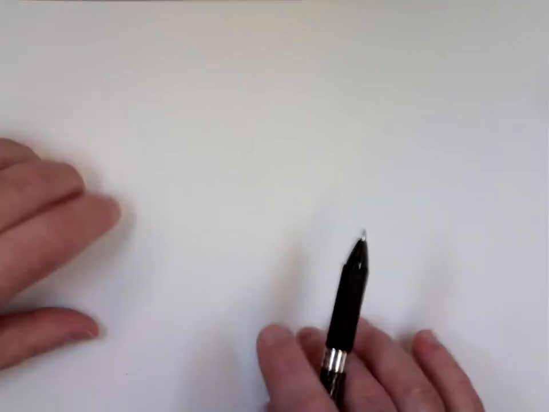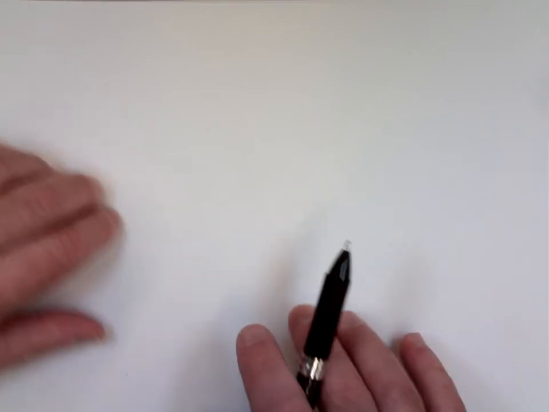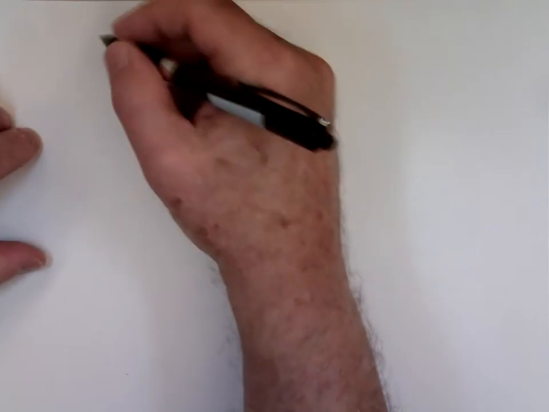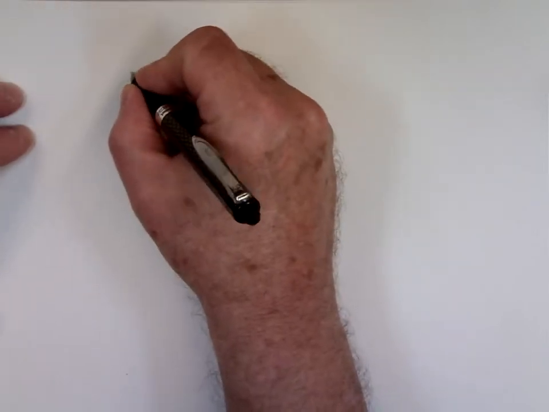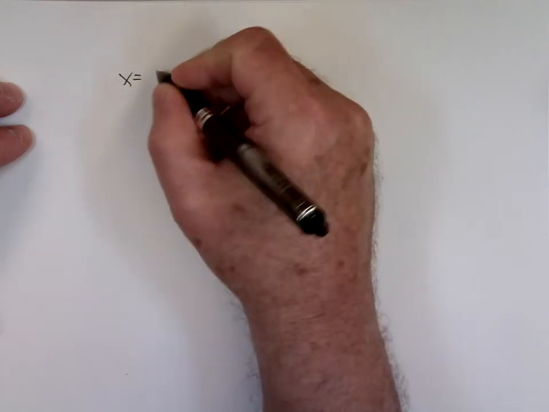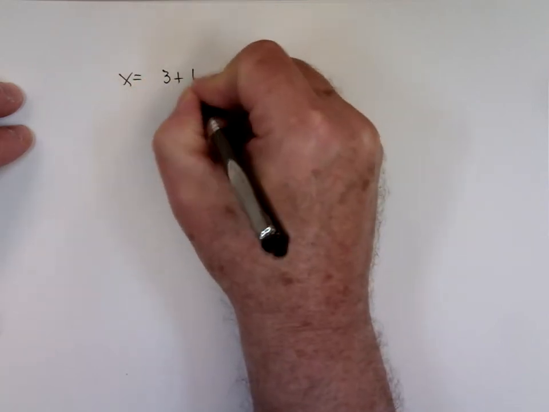So I have to come up with two intersecting lines, right? So I can do this. Come up with two intersecting lines here. Here we go. Here's two intersecting lines. You ready for this? X equals 3 plus t.